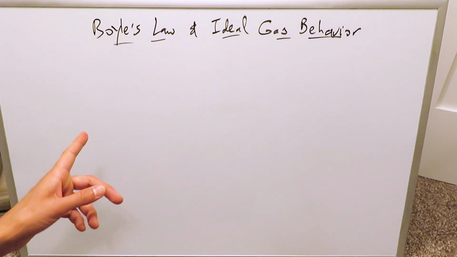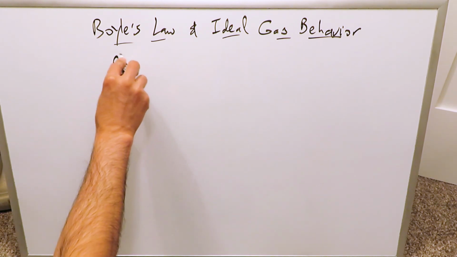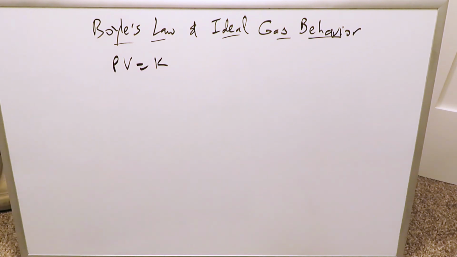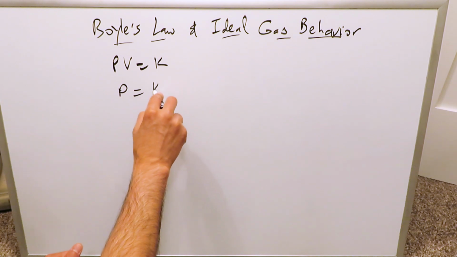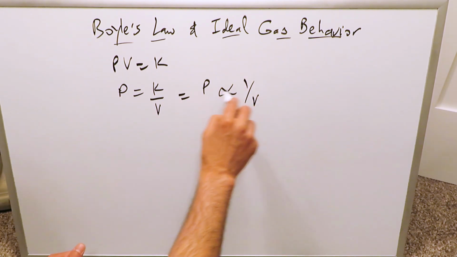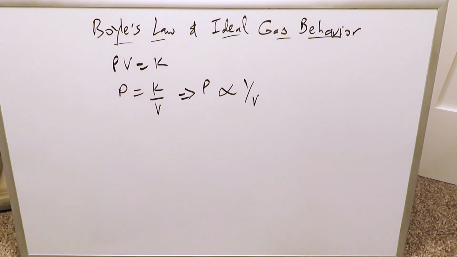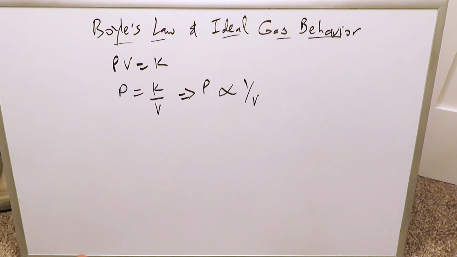You know what Boyle's law is? It describes the inverse relationship between pressure and volume. You can say it as this: PV is equal to K. You can also, from this specific expression, understand that P is equal to K over V, or you can say pressure is inversely proportional to volume. If the pressure goes up, the volume must come down. As the volume goes up, the pressure must come down.